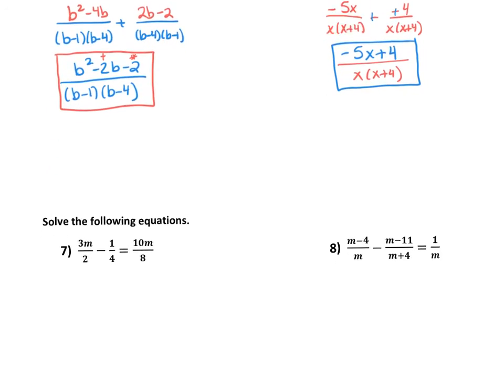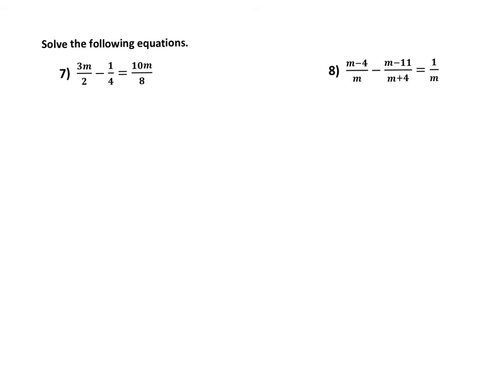Questions 7 and 8 were about solving. And when we're solving, similar to when we're adding and subtracting, we want to focus on getting a common denominator. So if I look at number 7, I have denominators of 2, 4, and 8. So the least common denominator of 2, 4, and 8 is going to be 8. So my goal is to make all the denominators an 8.